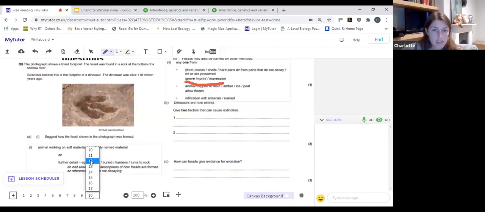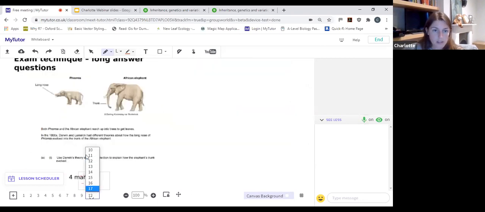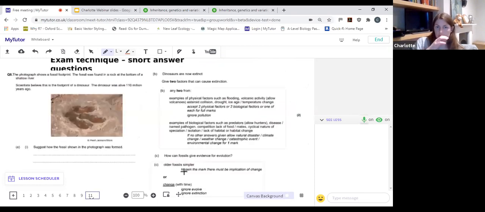Okay, the second part. What slide were we on? There we go. It mentioned give 2 factors that can cause extinction. So you can have any 2 from a whole long list here, which gives you quite a lot of confidence, doesn't it? Examples of physical factors that cause extinction would be flooding, volcanic activity, asteroid collision, drought, ice age, or temperature change, all of which are things that we think about when we think of even the film Ice Age. It is a really good way of revising that particular part of the topic.